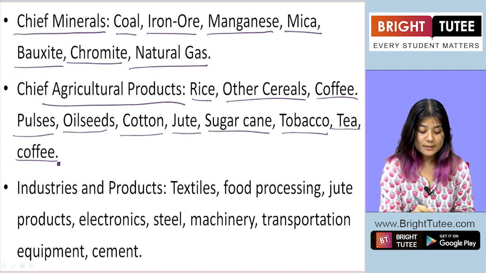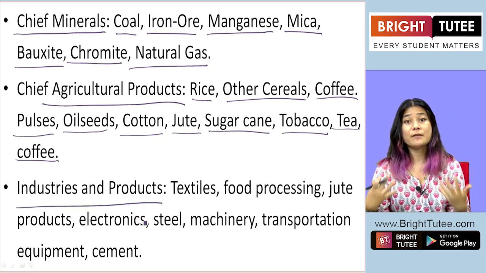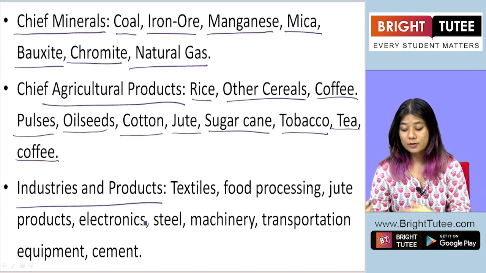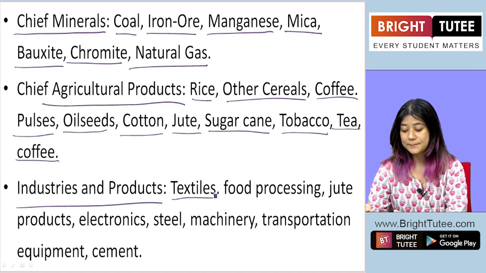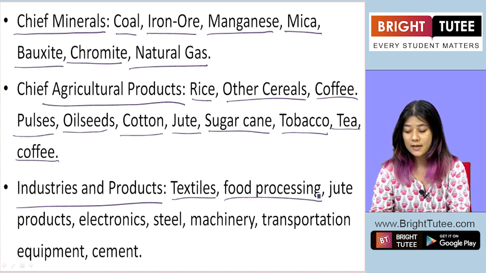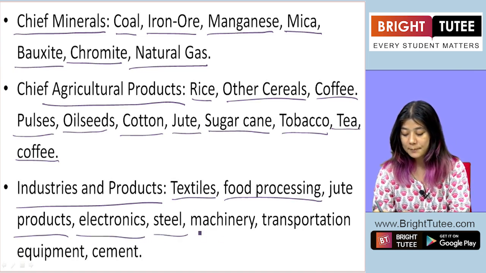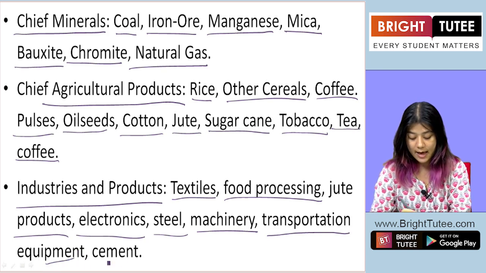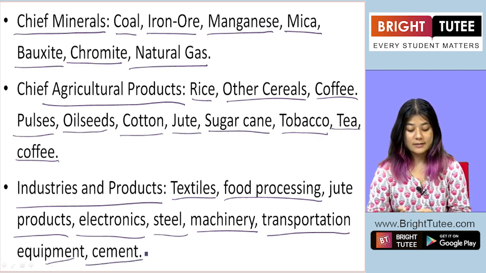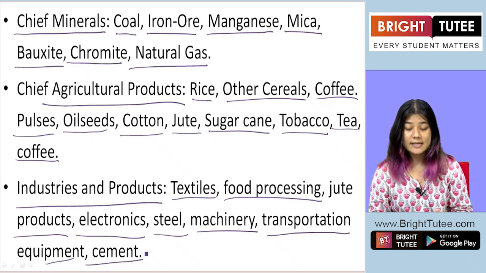Now let us look at some of the industrial products. Okay, some of the industries which manufacture products and goods. So they are textiles, the clothes, the fabrics, food processing, jute products, electronics, steel, machinery, machines, transportation equipment, and cement. Okay, so these are some of the products from factories and industries in India.